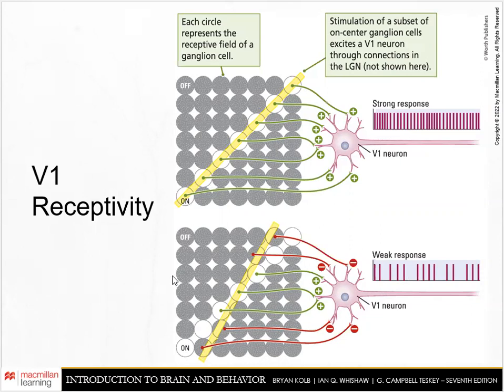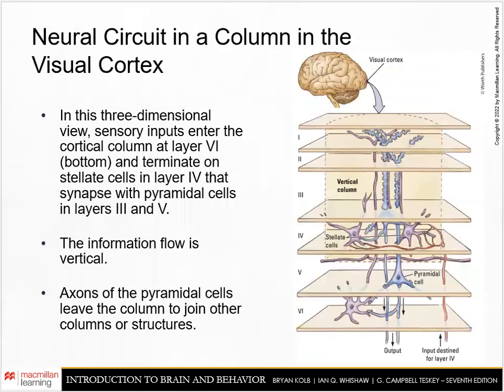And we can, again, see that here, where each of these circles represents the receptive field of a ganglion cell. There's this stimulation of the set of on-center ganglion cells that's exciting the primary visual cortex neurons through those connections. And we see the strong response there. The light goes through, and where the light's not going through in the same way, we're getting the weaker response from that.